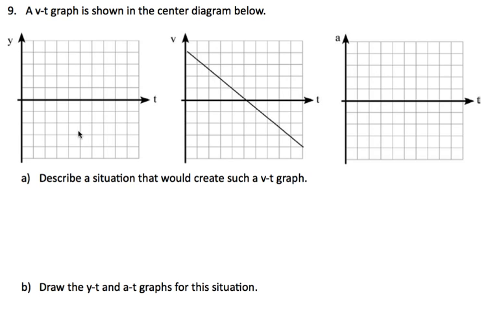Okay, last problem, number 9. In this problem, you're given a velocity versus time graph. Part A says, describe a situation that would create such a graph. So you have to decide what is actually happening with the motion in this problem. So let's start off by analyzing the velocity.